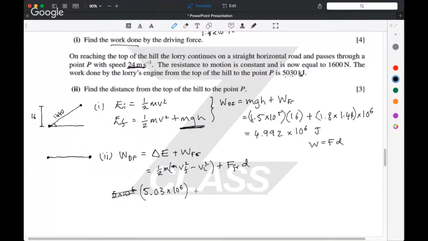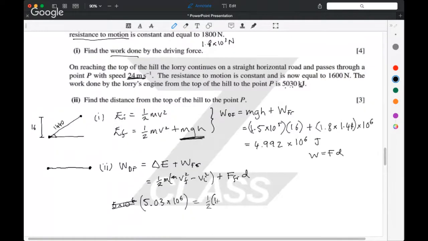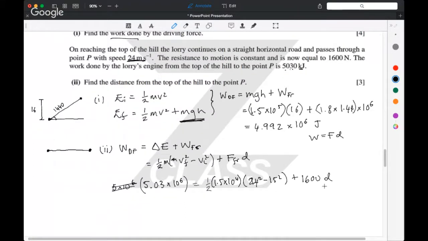That's the work done by the driving force, is 1/2 times the mass, which, if you recall from up here, was 1.5 times 10 to the 4, times the final velocity squared, 24 squared minus 15 squared, plus the force of friction, 1,600, times the distance. And you can see that you can solve for D here, which is what we're looking for. So everything else is numbers.